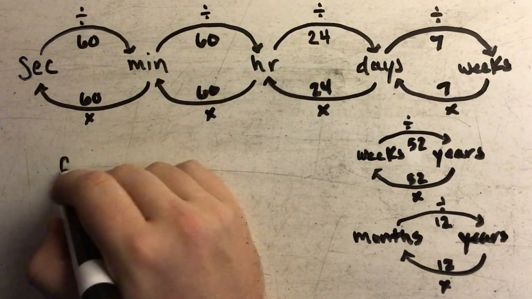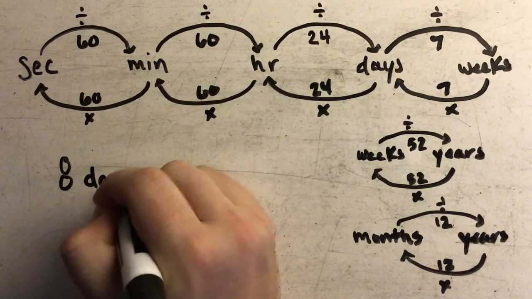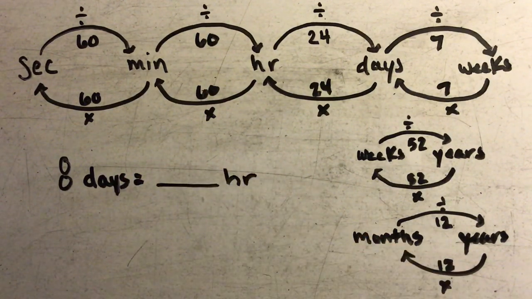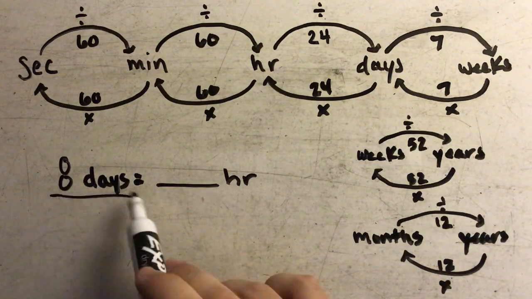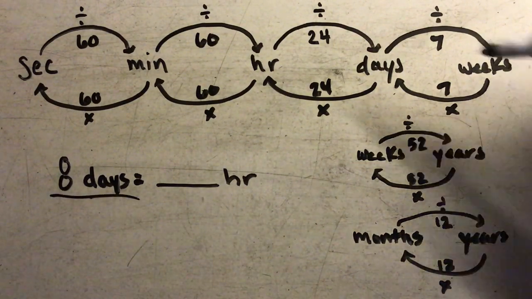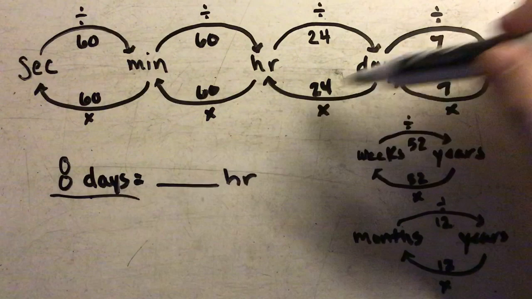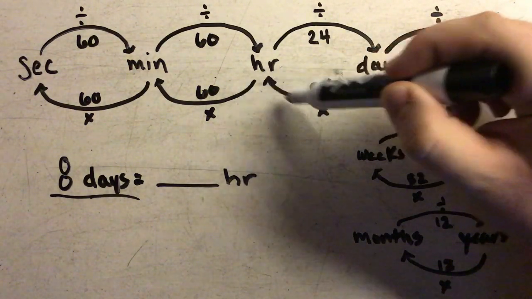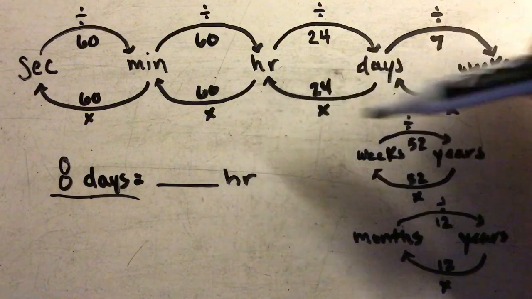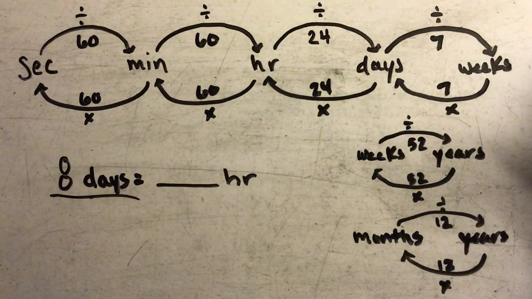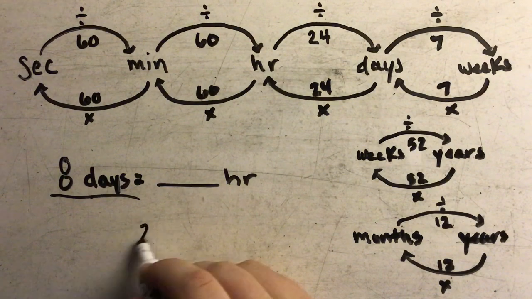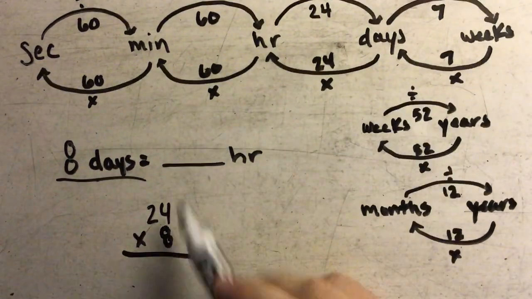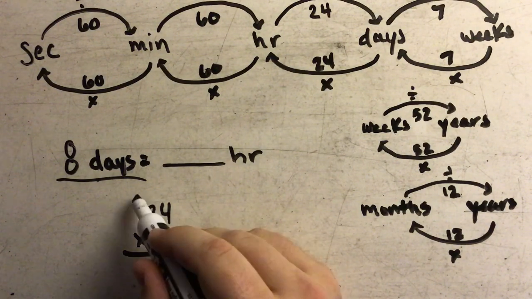So let's say I have 8 days, and I want to know how many hours there are in 8 days. So again, I'm always going to start with the unit that is given to me. In this case, they give me days, and I'm trying to get to hours, so I'm working backwards. And if I follow my arrow backwards, I see that I need to multiply by 24 to get to hours. So I do 24 times 8. 8 times 4 is 32.